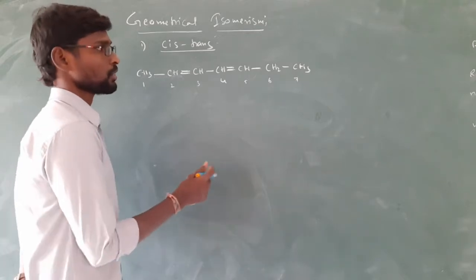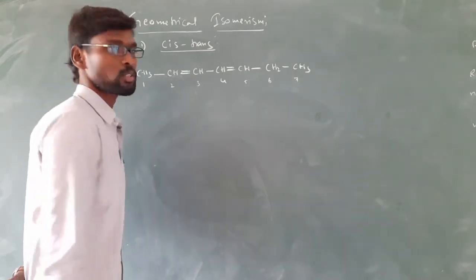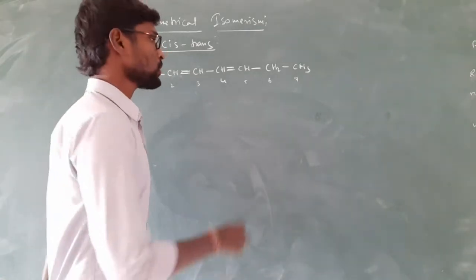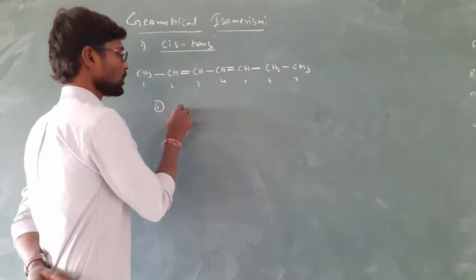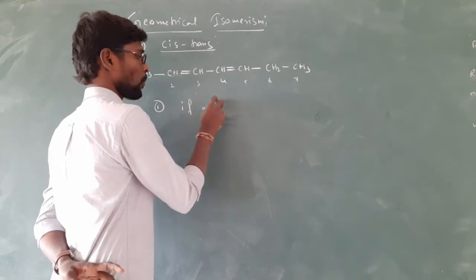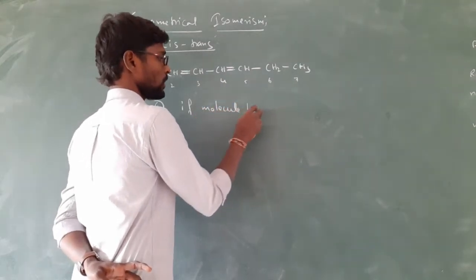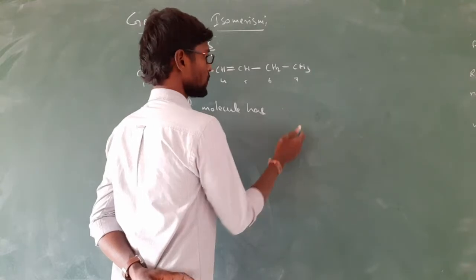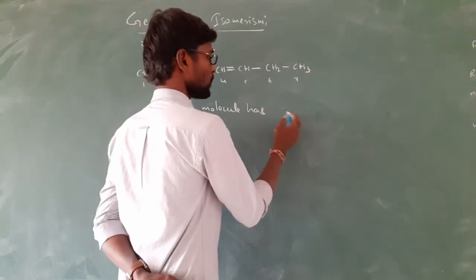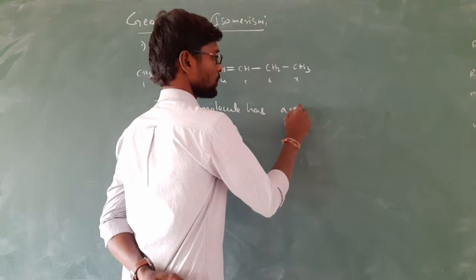Now, identification of cis and trans isomers. We are going with the rules. The first rule is, if the molecule has symmetric ends. Then, if the molecule has asymmetric ends.